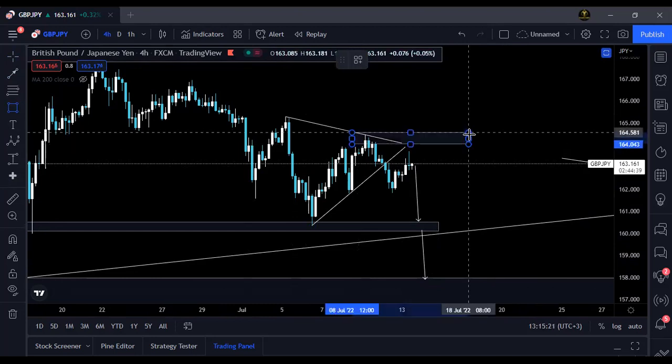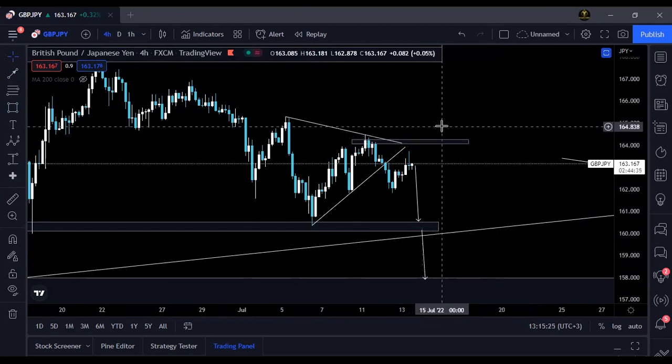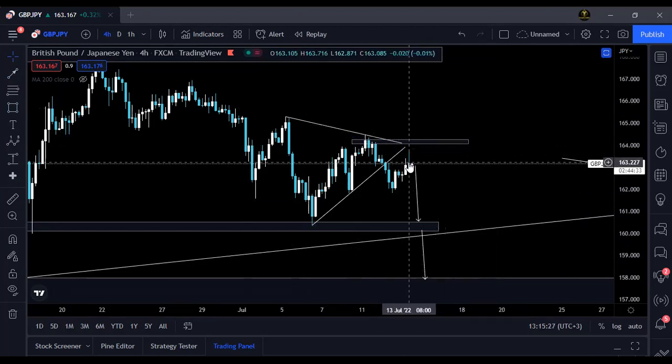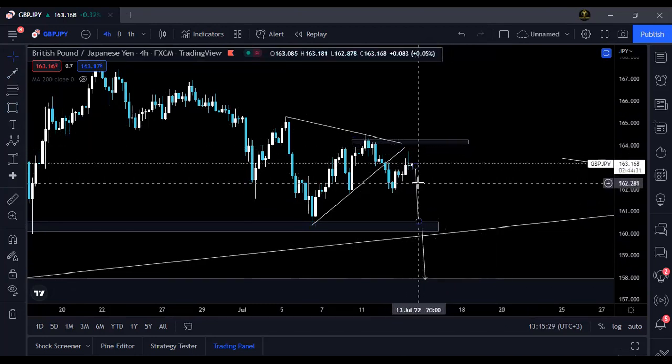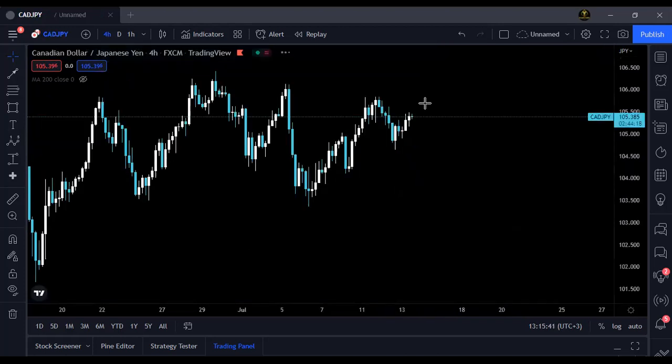For me to actually change my bias on this pair, I'll have to see prices break above here. Like if prices break above here, then I'm okay, now we are bullish. Or if prices just give me some sort of a lower high here and then a higher high, then we're bullish biased there. But currently I'm still bearish biased, and anxiously waiting to see how prices will play out. Cool. Let's move on.